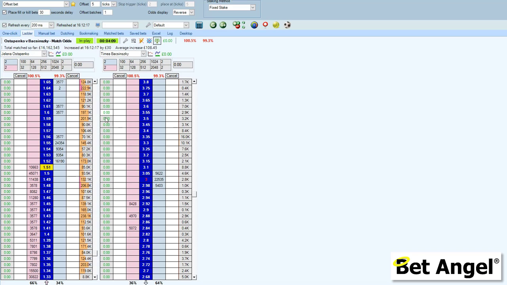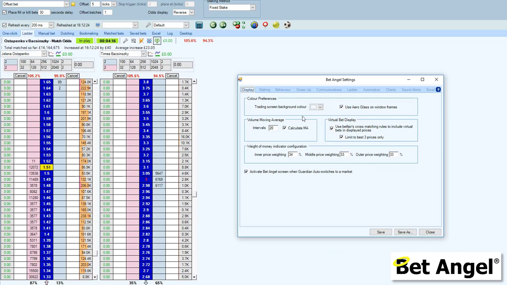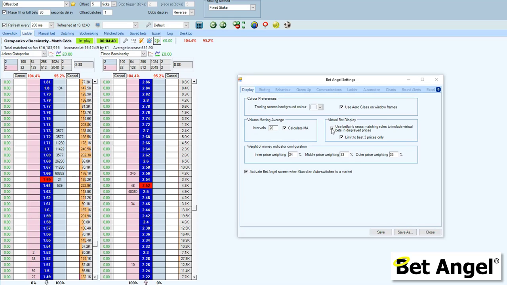Now, one other thing to show you as well is if I go up to the settings area on BetAngel, if you go to display, there's a thing called a virtual bet display. And what this is doing is basically cross-matching. It's creating a virtual bet on the other side. So if you back at 165 on here, it can put a lay bet in on this side that's the equal and opposite of that. Or if you back over here, it will put a lay bet that's the equal and opposite on that side. The best way to experience that is to switch it off.